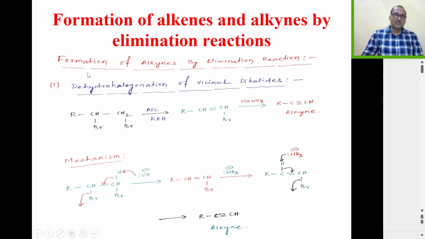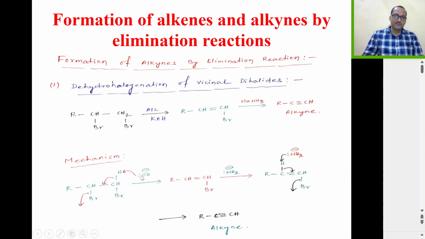Now next, let's talk about formation of alkynes by elimination reaction. So the first method is dehydrohalogenation of vicinal dihalides. So this is the vicinal dibromide and you use alcoholic KOH. You will first end up with this compound, then you further react with sodium sodamide. You will end up with alkyne. So here is the mechanism.